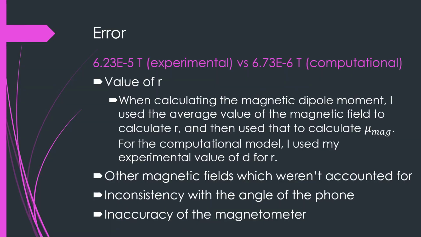I got a pretty different value for the magnitude of the magnetic field experimentally versus computationally. I think part of this is because I use a different value of r for each, plus there were other magnetic fields which we didn't account for. There was also probably some inconsistency with the angle of the phone and inaccuracy of the magnetometer.